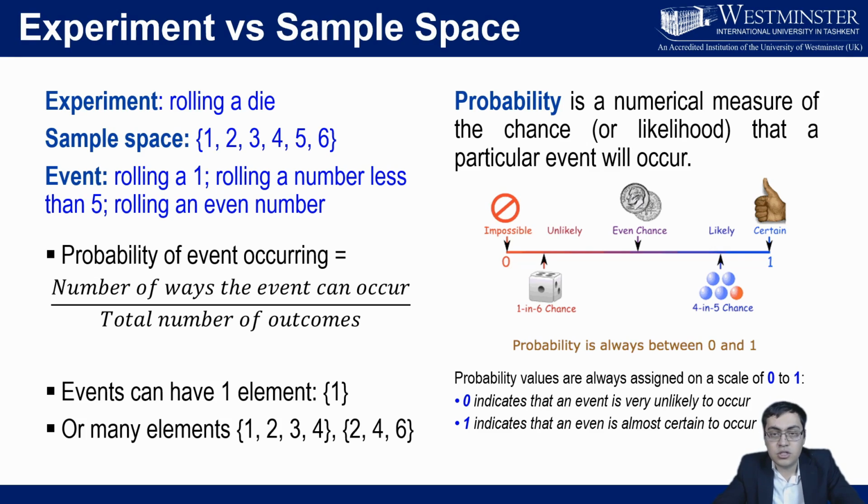So probability is just a numerical measure of the likelihood or the chance that a particular event will occur. It ranges all the way from impossible, that is 0% probability or chance, all the way to certain, which is 1 or 100% probability or chance, and all the things in between. That means I cannot have negative probability, and I cannot have a probability greater than 100%.